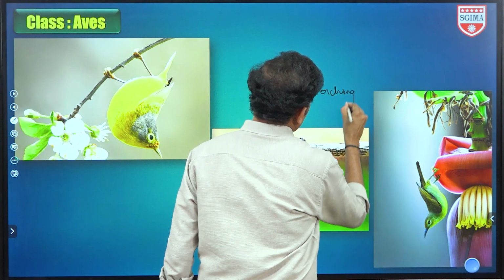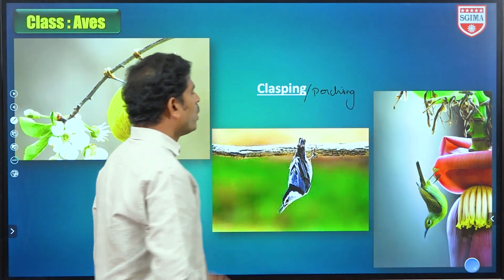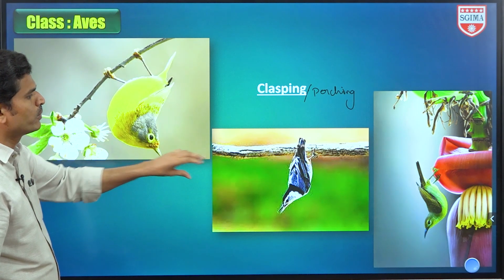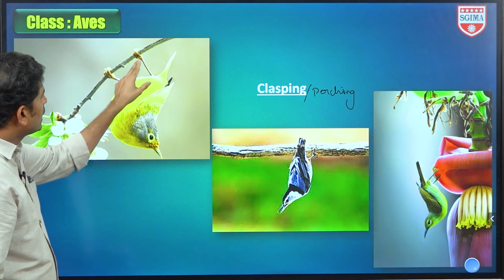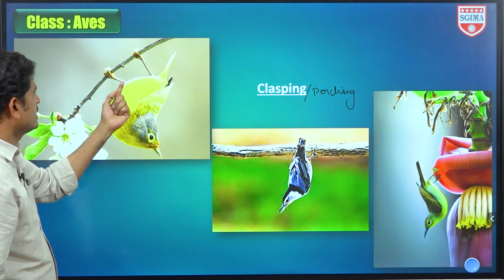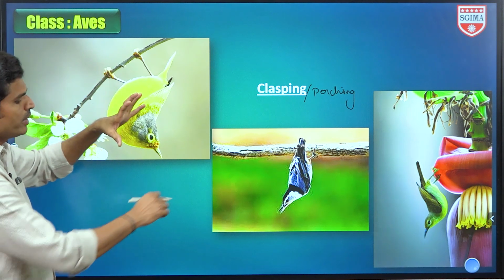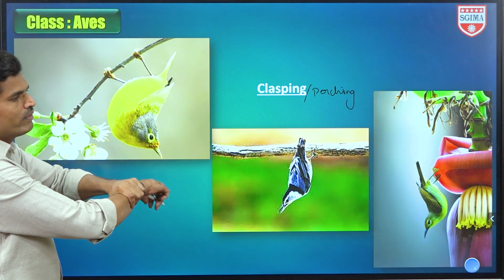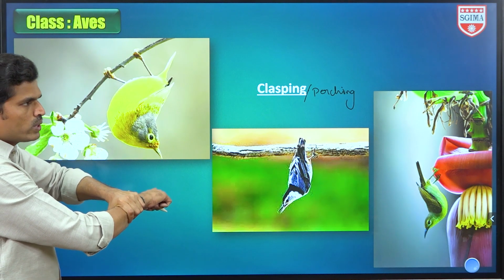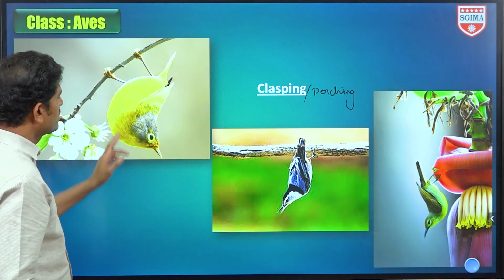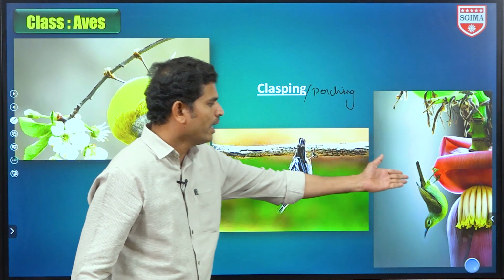Perching means holding the branch very tightly. If you observe small birds, their legs are stick-like. They contain long claws and they go round the branch and very carefully hold the branch. It prevents falling down. Okay, so this is clasping.